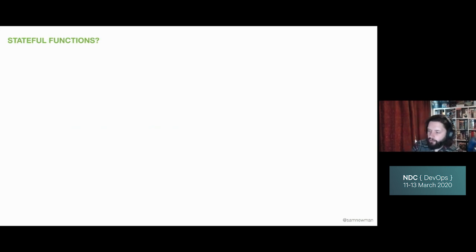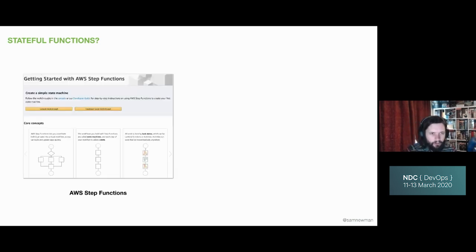I did say earlier that these functions are typically stateless. That's not quite true. AWS have a thing called step functions. Step functions don't really let functions themselves have state, but they do allow you to pass state from one function to another. Step functions give you a way of sequencing a whole bunch of Lambda functions that get executed in a certain order. When one function finishes, it passes the state on to the next function.